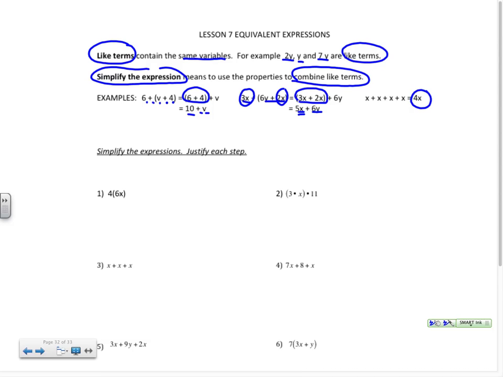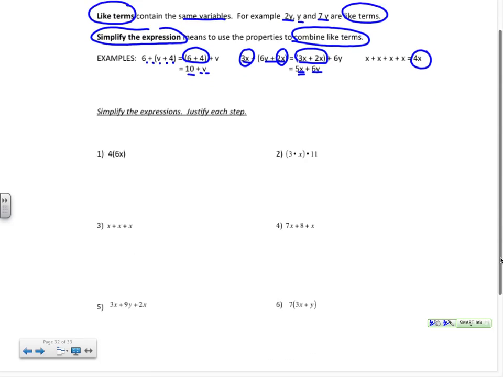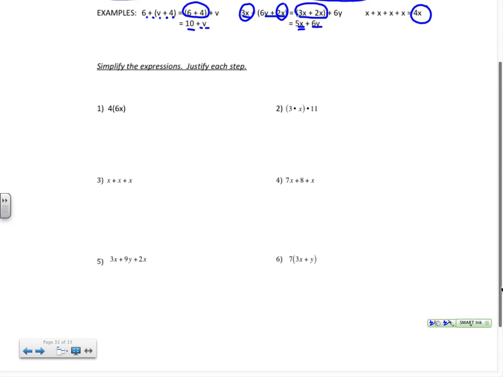All right, so let's look at a couple problems, and then I'll let you do a couple on your own. So here I'm going to rewrite this just so I can see what I'm actually multiplying out. I'm multiplying a 4 times a 6 times an x, because we know parentheses mean multiplication, and when a number and a letter are next to each other, that's also multiplication. So I'm going to group the like terms. In this case, it's the numbers, 4 and 6. So I know 4 times 6 is 24, and then 24 times x is 24x.